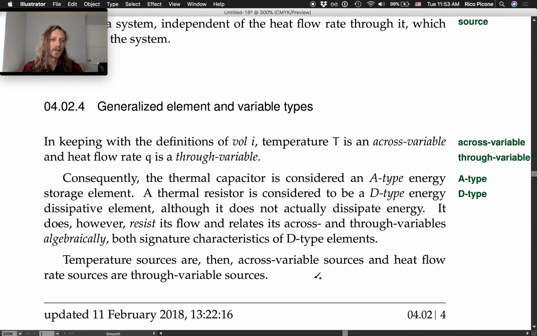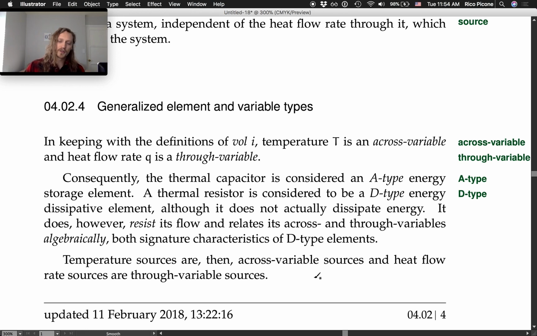Generalized element and variable types. In keeping with the definitions of System Dynamics Volume 1, temperature T is an across variable, and heat flow rate Q is a through variable. Those are the two types of variables that we defined. Consequently, a thermal capacitor is considered an A-type energy storage element. A thermal resistor is considered a D-type dissipative element, although it does not actually dissipate energy. It does, however, resist its flow and relates its across and through variables algebraically, both signature characteristics of a D-type element. Temperature sources are then across variable sources, and heat flow rate sources are through variable sources.